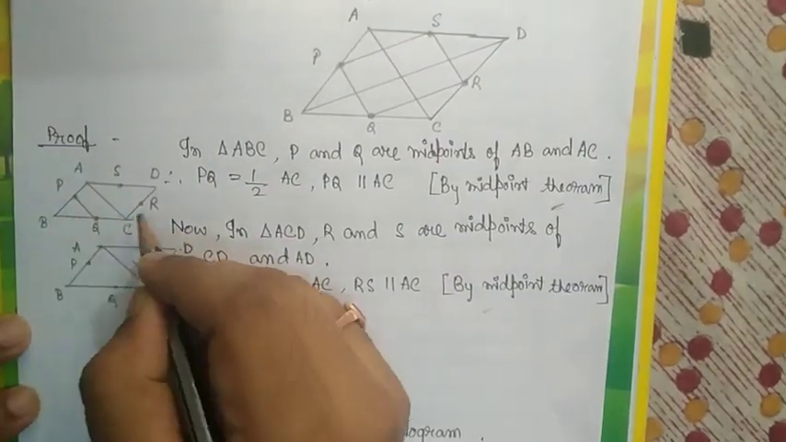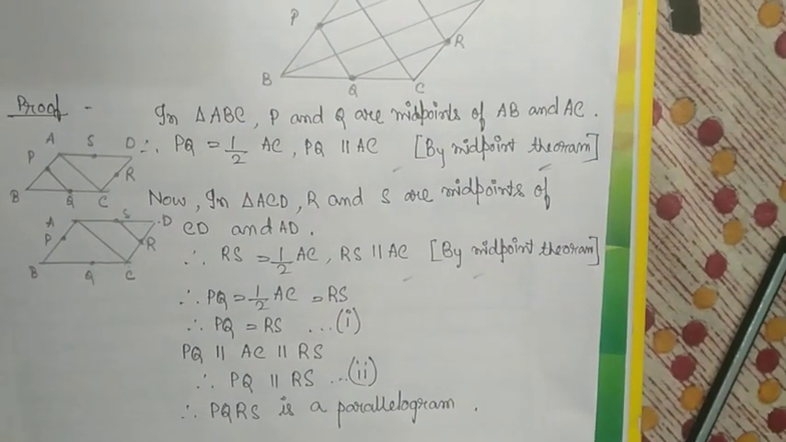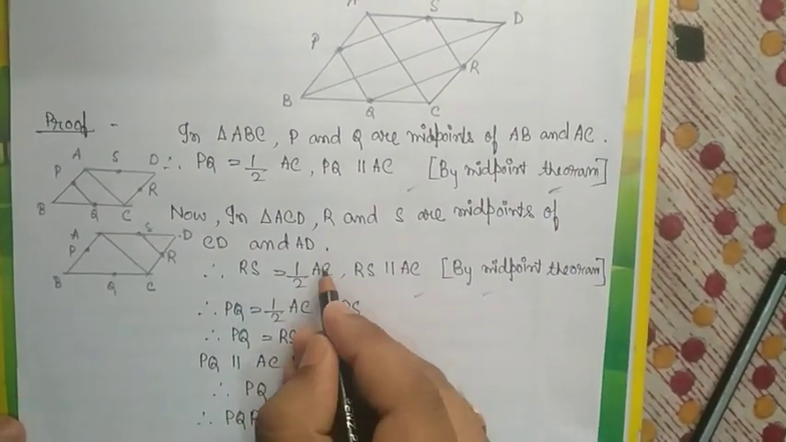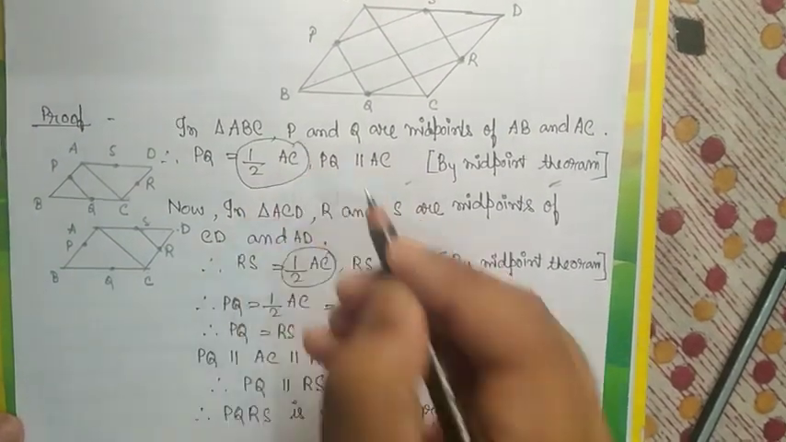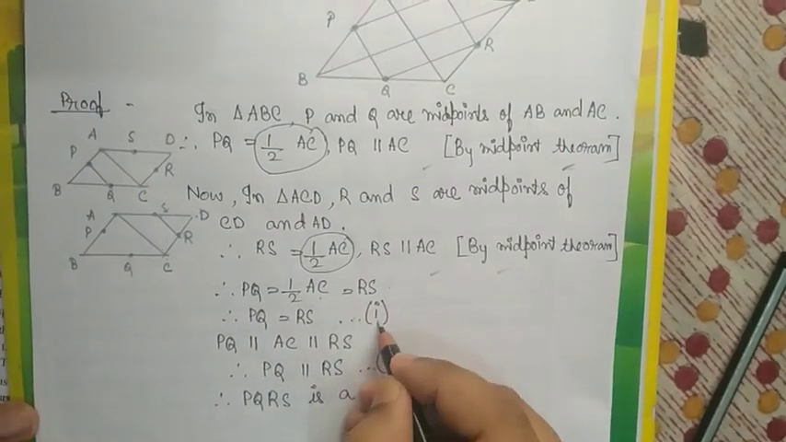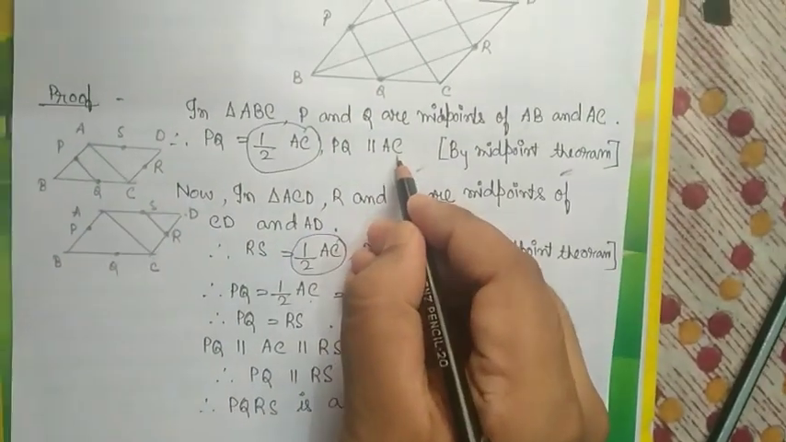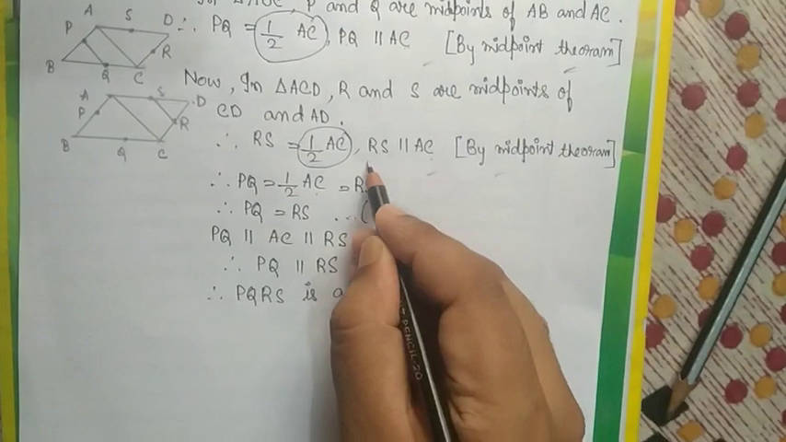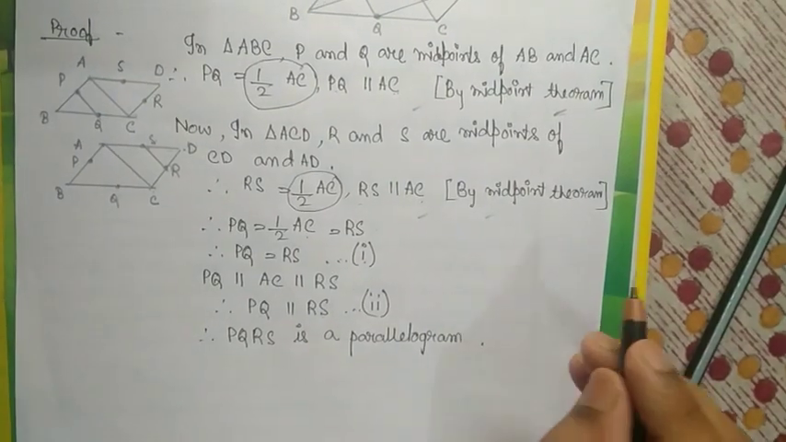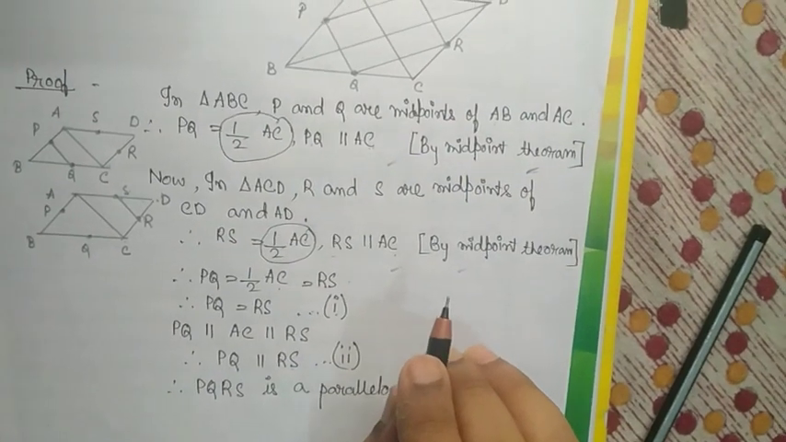First of all, from these two triangles we get these two conditions. Here PQ equal to half AC and here RS equal to half AC. So both of these are half AC, therefore PQ equal to half AC equal to RS, so PQ equal to RS. This is the first condition. And here RS parallel to AC and PQ parallel to AC, therefore we can write PQ parallel to AC parallel to RS, and after that, PQ parallel to RS.